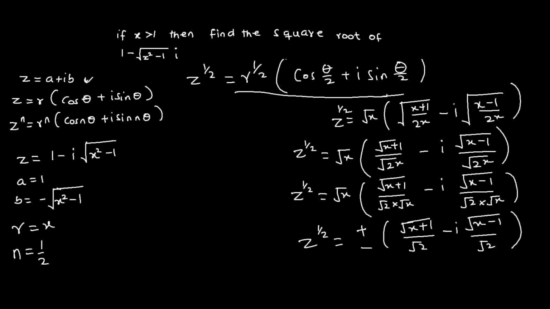This square root of x here will cancel out the square root of x we have in these two things. So then we have z to the power half equal to plus or minus the square root of x plus 1 divided by 2, minus i multiply the square root of x minus 1 divided by the square root of 2. So when you square this complex number that we have here, this is the answer that you will get.